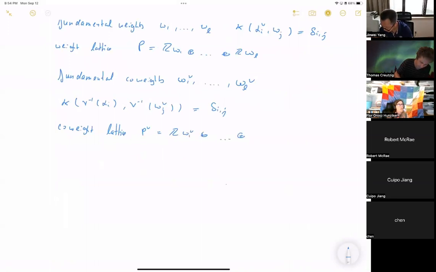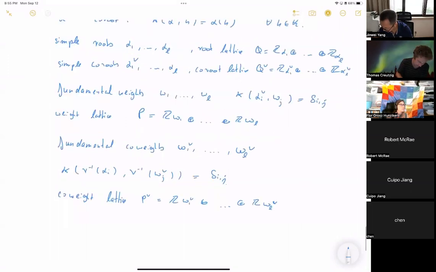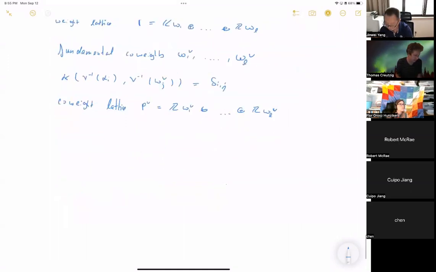If anybody has a question, just unmute yourself or write in the chat. I have the chat open on my computer, so I see that if you write, then I will just stop when it's convenient for me and say something. Okay. Now, these are just a few standard basics about Lie algebra.